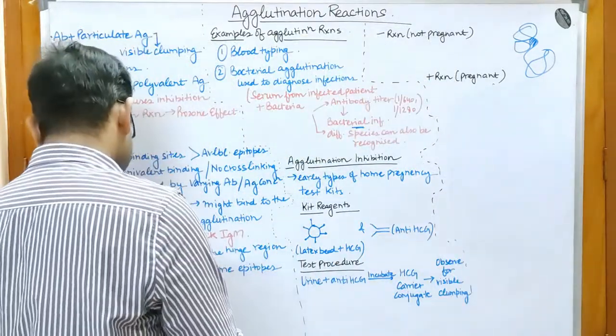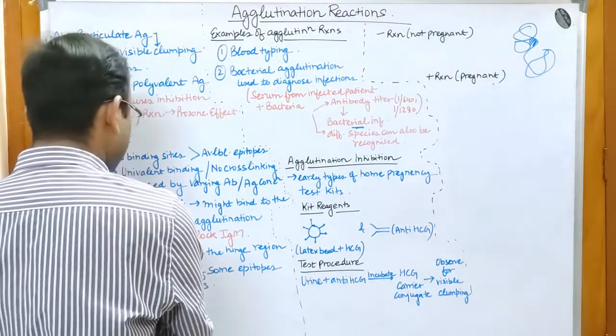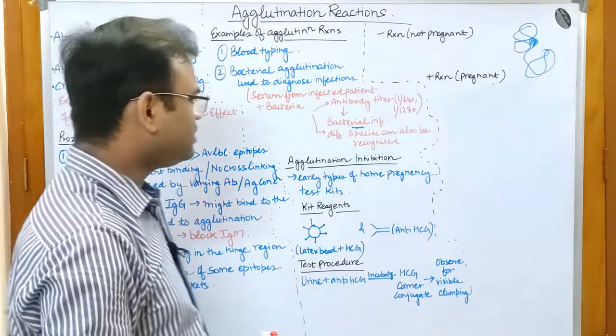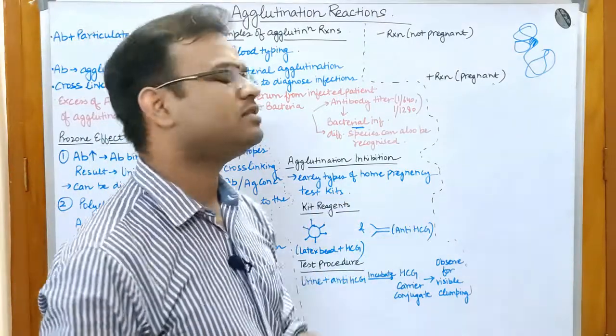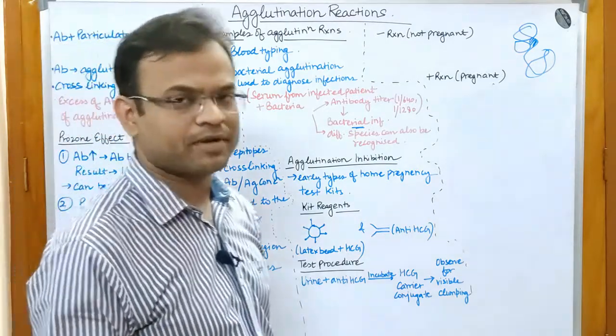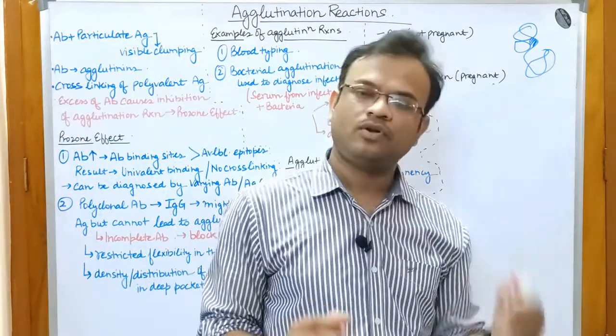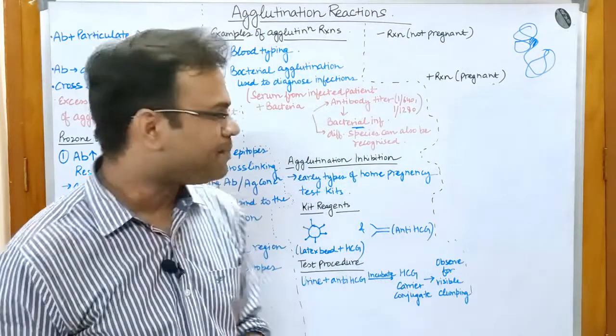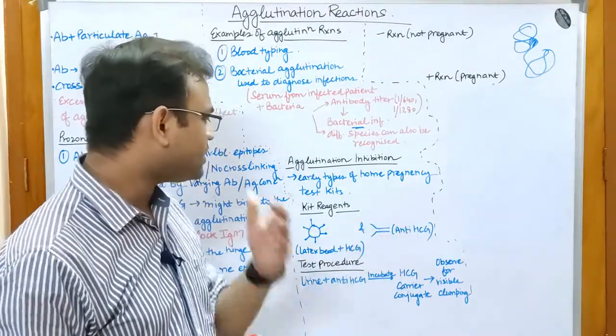So as the name suggests, what might the agglutination inhibition reaction be? In this reaction you inhibit the agglutination from happening. You are not allowing agglutination to happen. So how does that occur?